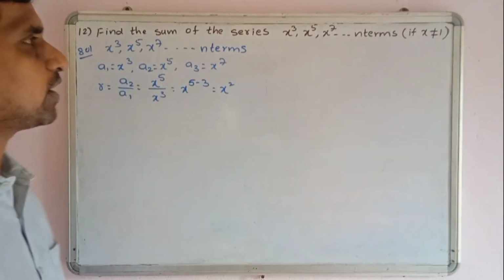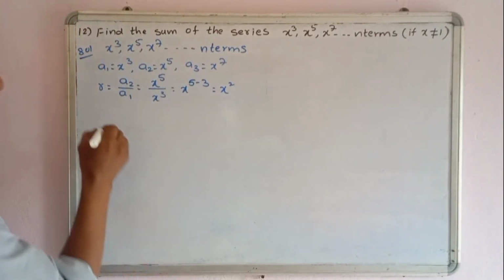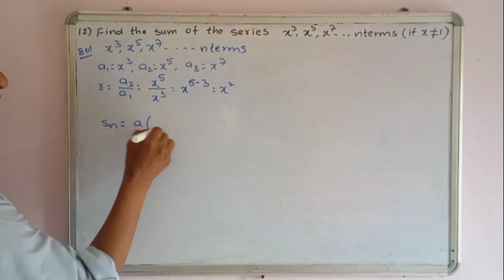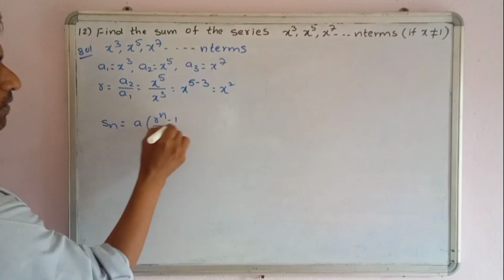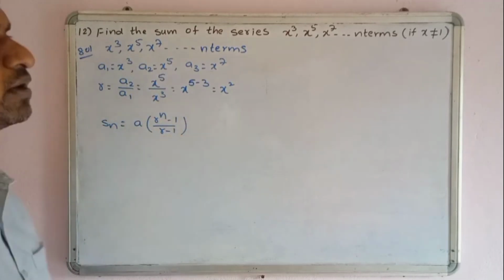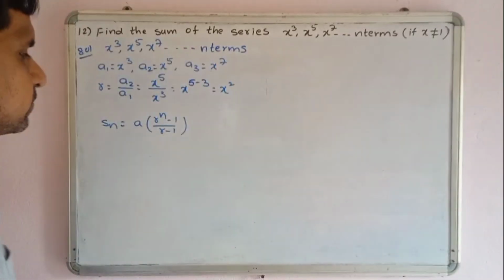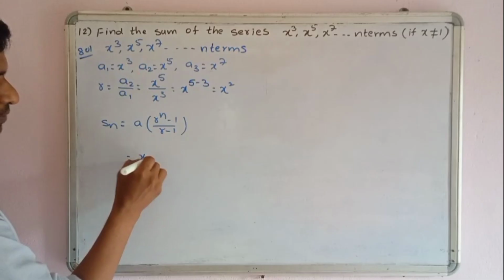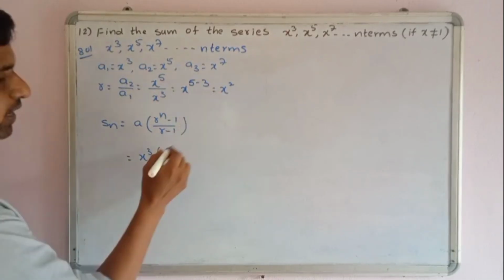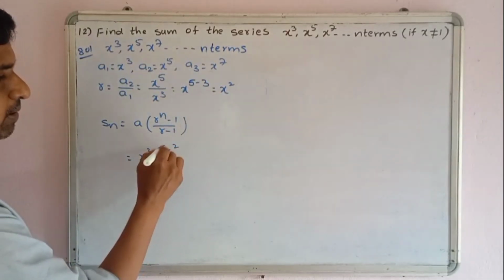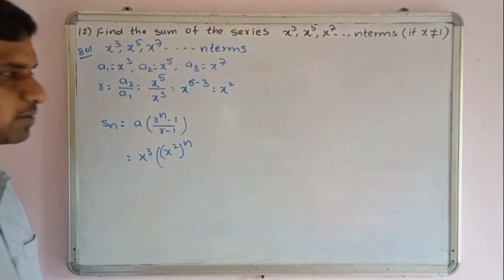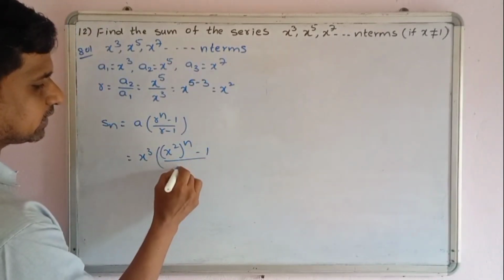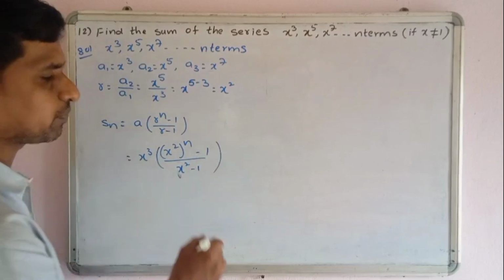Now we will find the sum of the series. Sn equals, what is the formula? a into r power n minus 1 by r minus 1. Here a is a1, that is x power 3, r value x square, so x square power n minus 1 by r minus 1, which is x square minus 1.